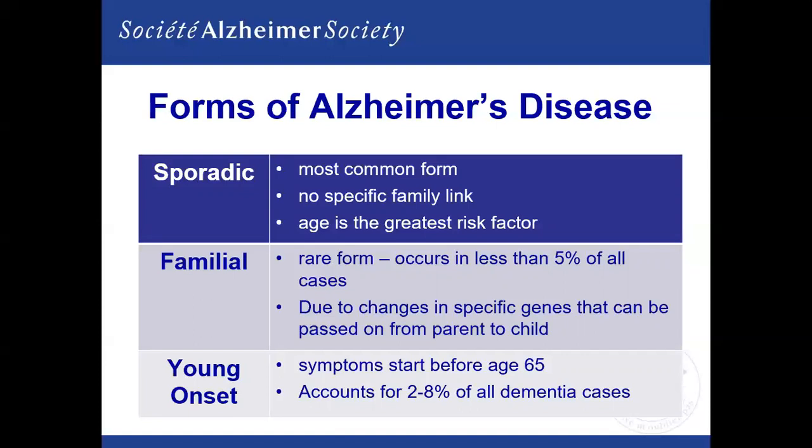So people with young onset can be in their 50s, they can be in their 40s, and in rare cases, they can even be in their 30s. So the important message here is that Alzheimer's disease is not an old person's disease. Yes, we do tend to see it in more seniors or people over the age of 65, but we are starting to see more and more cases of the young onset type.